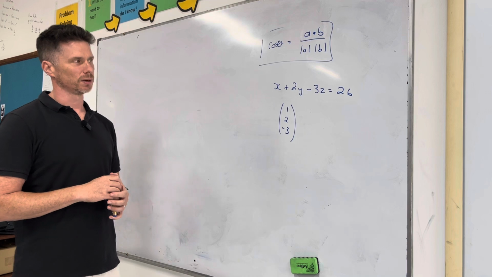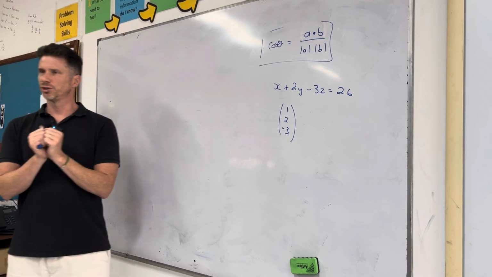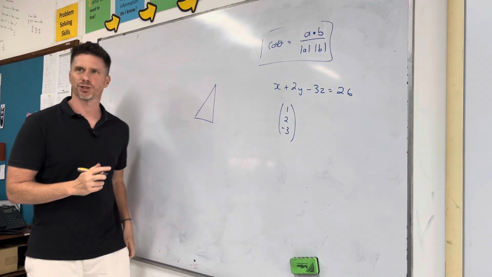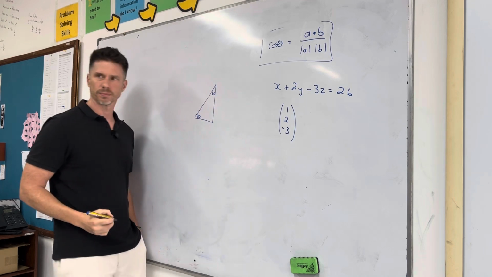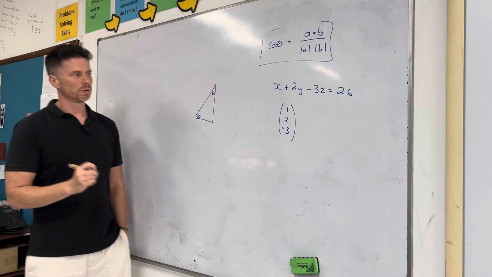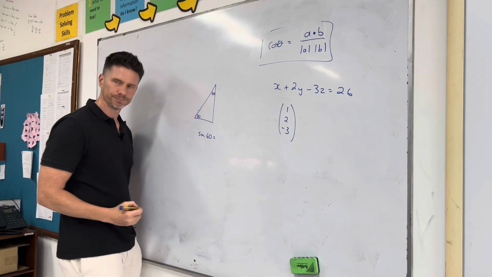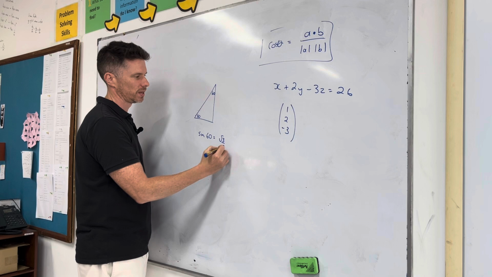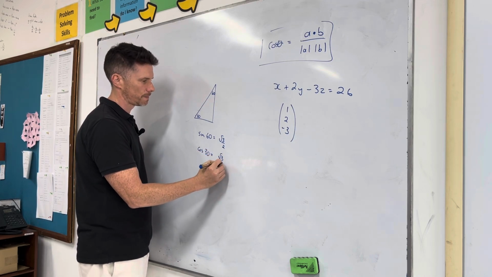So I'm going to show you a diagram to help with this. We need to think about the relationship in a right angled triangle, between this angle and this angle. They're complementary. So, what is sine 60? It's root 3 over 2. What is cosine 30? Root 3 over 2. The same.